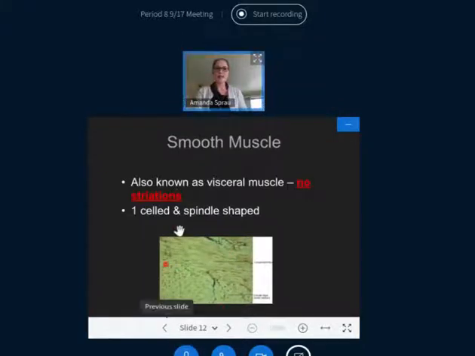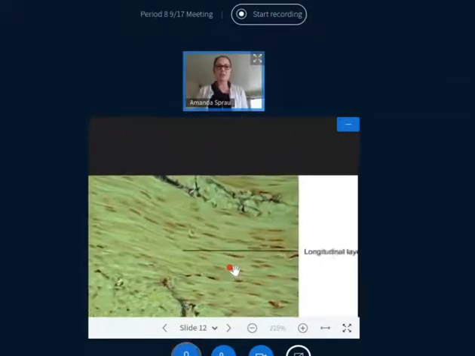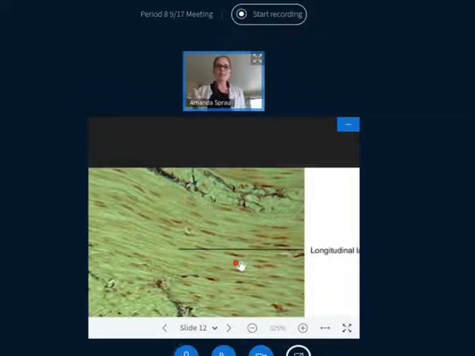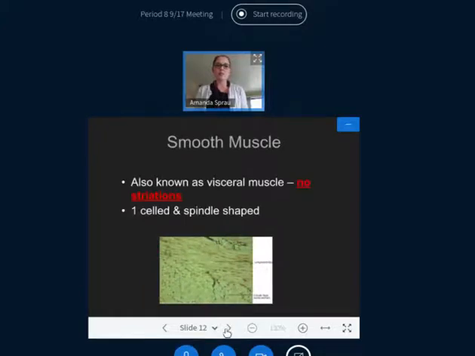And then our last type of muscle fiber is smooth muscle, also known as visceral. It has no striations. It is one-celled and it's spindle-shaped. So I'm going to zoom in on that sample for you guys. It tends to be a little bit thinner too. So this is our smooth muscle. You can tell there's not as many dark spots because there's only one nucleus per cell.